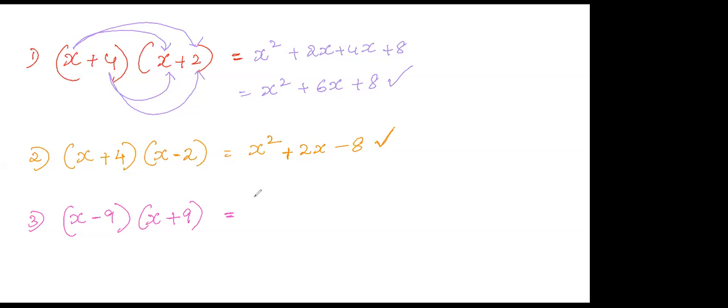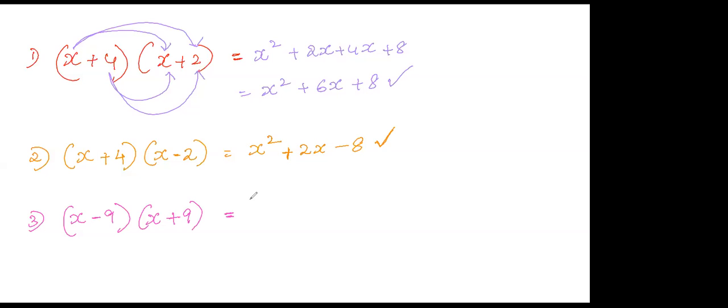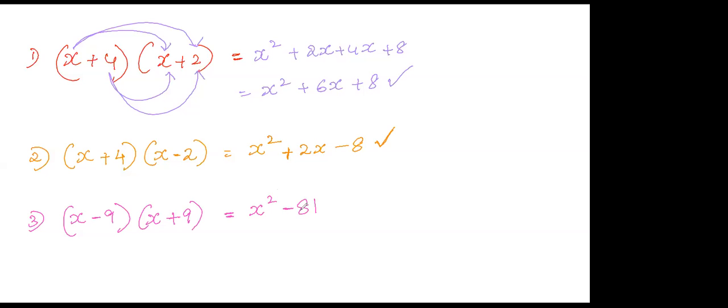So we just need to expand it as usual, and we need to simplify. The answer for question 3 is x squared plus 9. Iris, what is the answer? Is it x squared minus 81? x squared minus 81 is the correct answer, Mohammed. Very good, Iris.